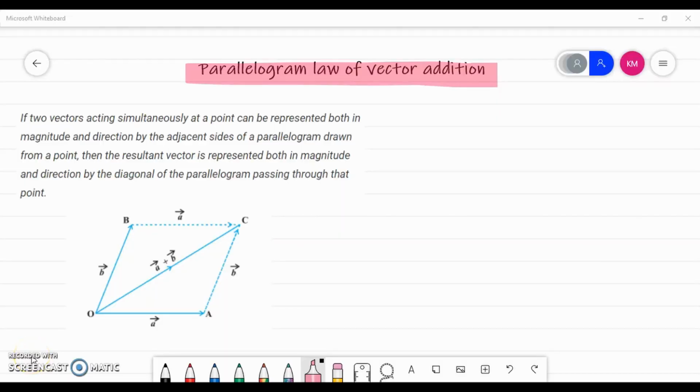Welcome back, guys, to another one of my mathematics tutorials. In this session, we will be looking at the parallelogram law of vector addition.